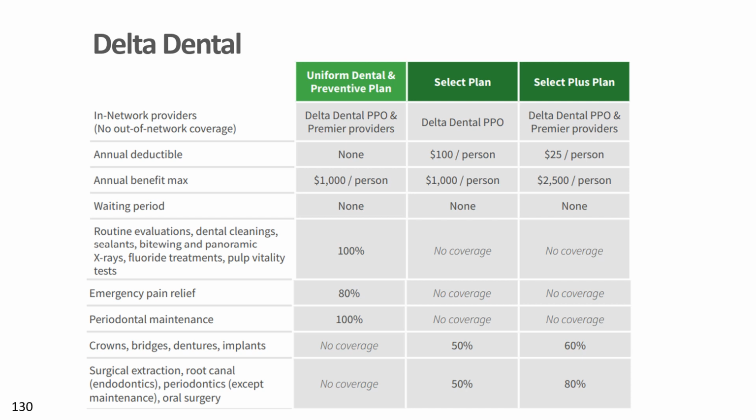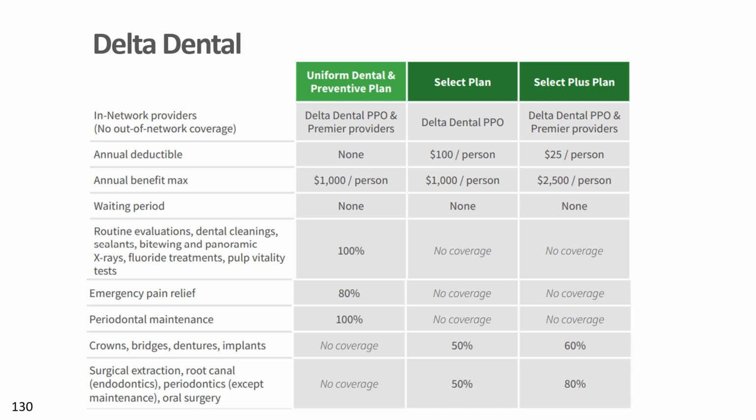Instead, if you're interested in that major dental work coverage, you could elect to enroll in the Select or the Select Plus plans. And they are different both in cost as well as which dentists you can visit. Under the Select plan, you can see that the in-network providers are limited to the Delta Dental PPO network, while under the Select Plus plan option, you could visit Delta Dental PPO and Delta Dental Premier providers. The deductibles are also different between those two plans, as are their annual benefit maximums.